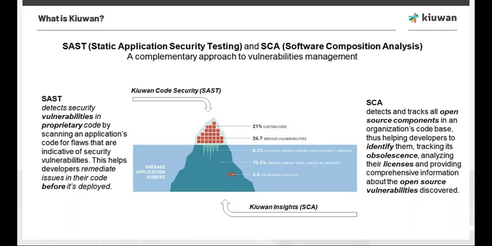Just a few words about static application security testing and software composition analysis. They are complementary analyses because with the first one, with the SAST approach, we are analyzing the proprietary code of a company. And with the software composition analysis, we are analyzing the open source components. It means the third-party libraries that you are using in your development. So they can live together and they are a complementary approach to detect the full vulnerabilities in your software.